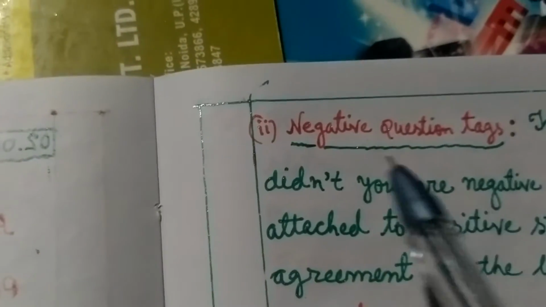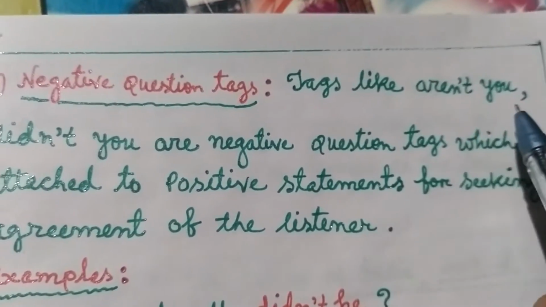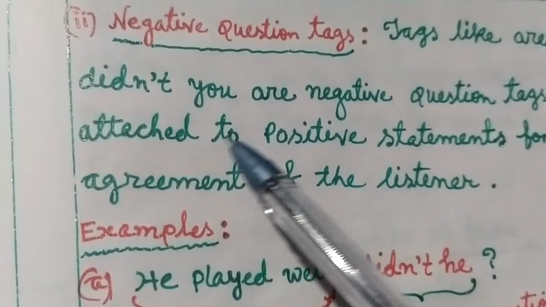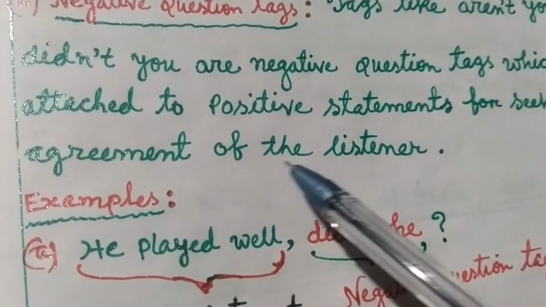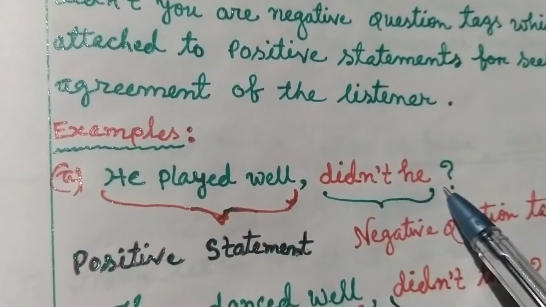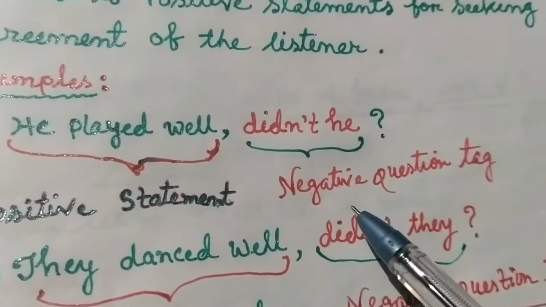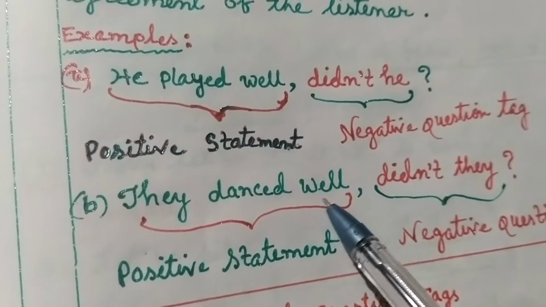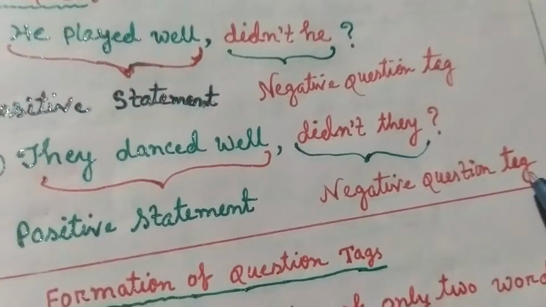Now students, negative question tags. Tags like aren't you, didn't you are negative question tags, which are attached to positive statements for seeking agreement of the listener. Examples: A, he played well, didn't he? So he played well is a positive statement, and didn't he is a negative question tag. Next, B, they danced well is a positive statement, and didn't they is a negative question tag.